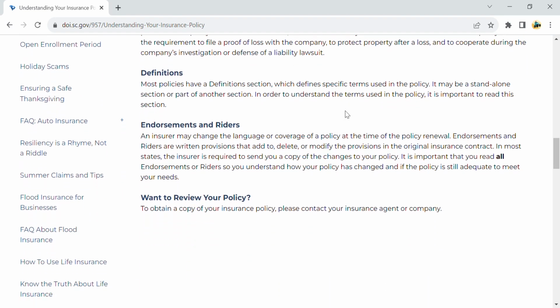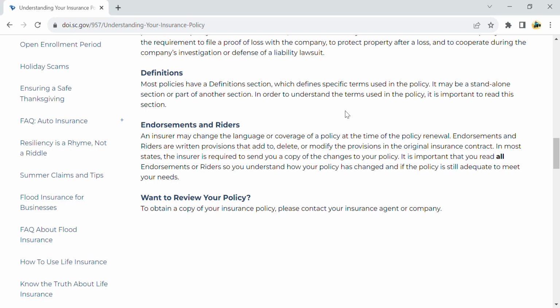An insurer may change the language or coverage of a policy at the time of policy renewal. Endorsements and riders are written provisions that add to, delete, or modify the provisions in the original insurance contract. In most states, the insurer is required to send you a copy of the changes to your policy. It is important that you read all endorsements or riders so you understand how your policy has changed and if the policy is still adequate to meet your needs.